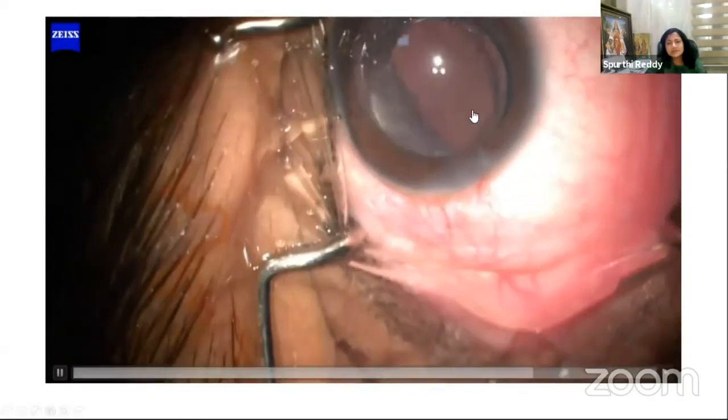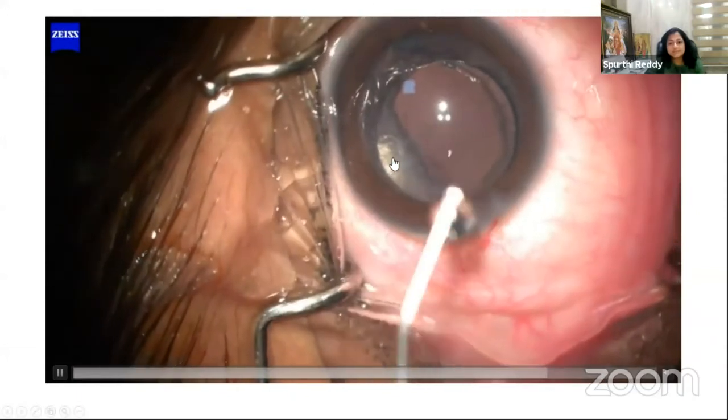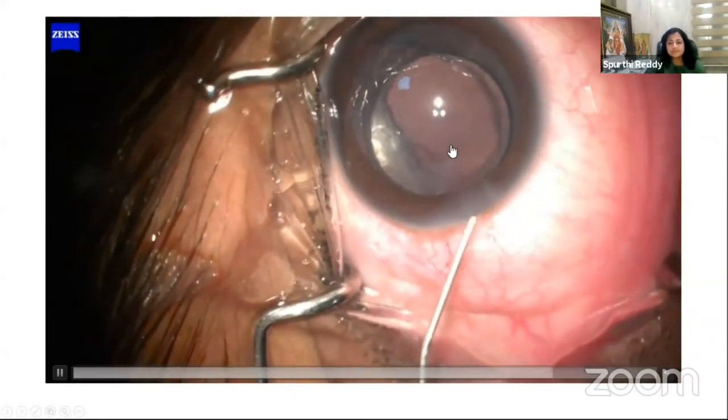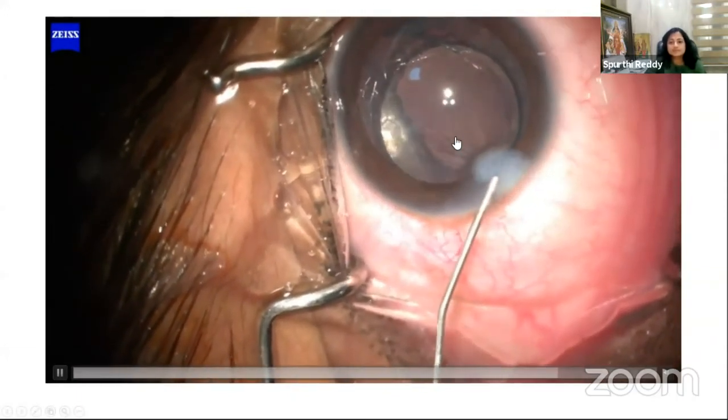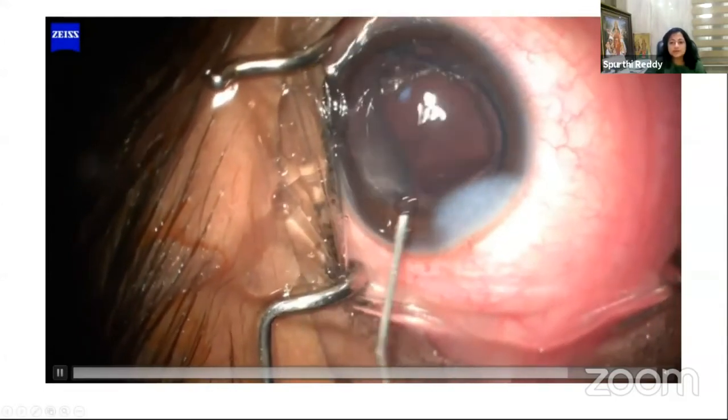So even a Simcoe can be used. It's a SICS, even a Simcoe can be used. So now the wound is secured using hydration.